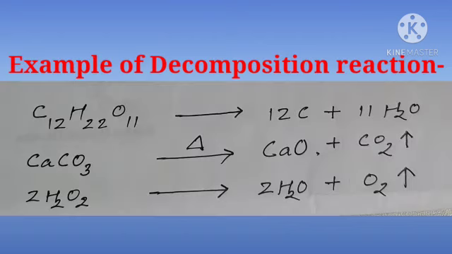Now see the examples of decomposition reaction. On heating sugar, it decomposes into its own components, carbon and water. And see the second example. On heating calcium carbonate, it decomposes into its own components, calcium oxide and carbon dioxide gas. All of you see the third example. Hydrogen peroxide naturally undergoes a slow decomposition process and forms water and oxygen. In all the above three examples, you can see the single reactant decomposes and forms two components.